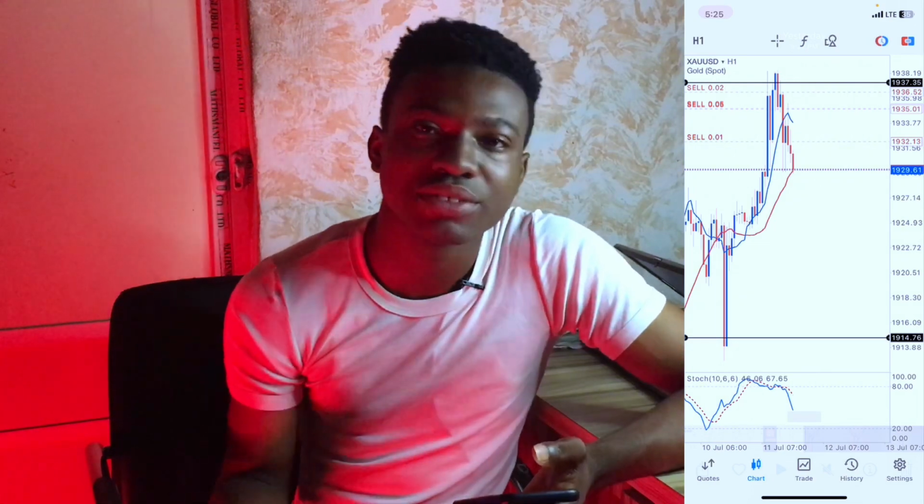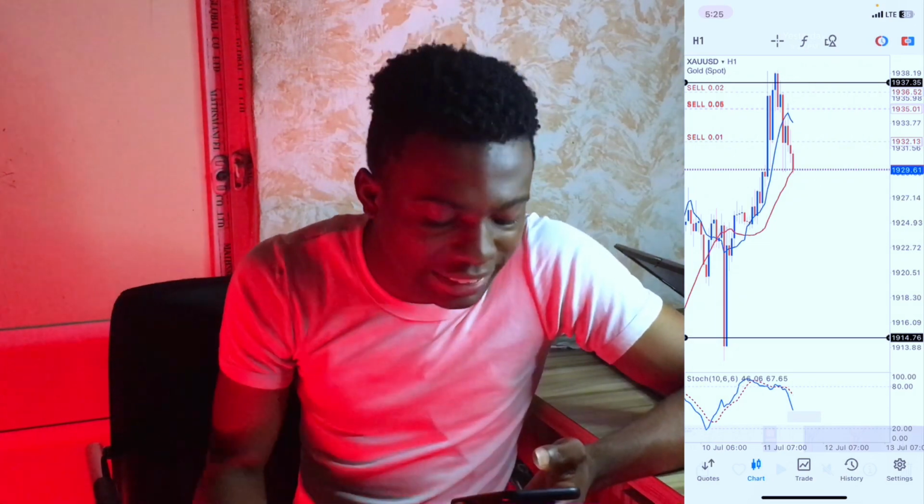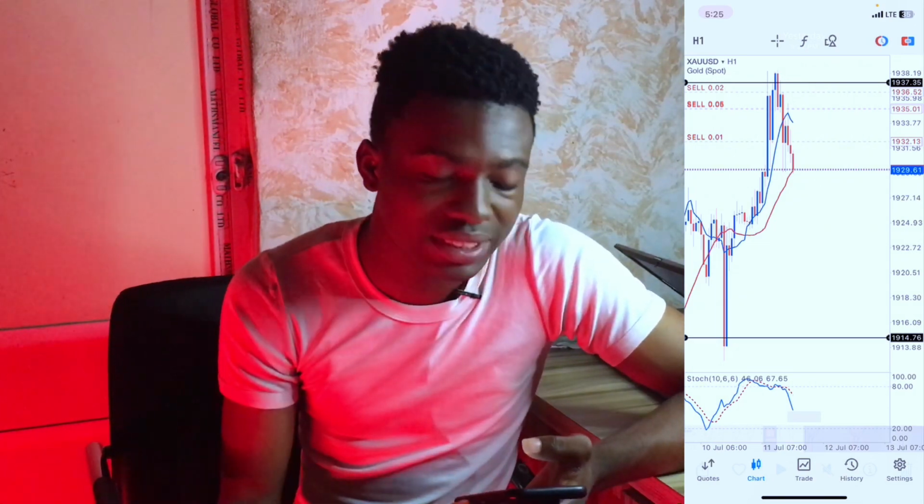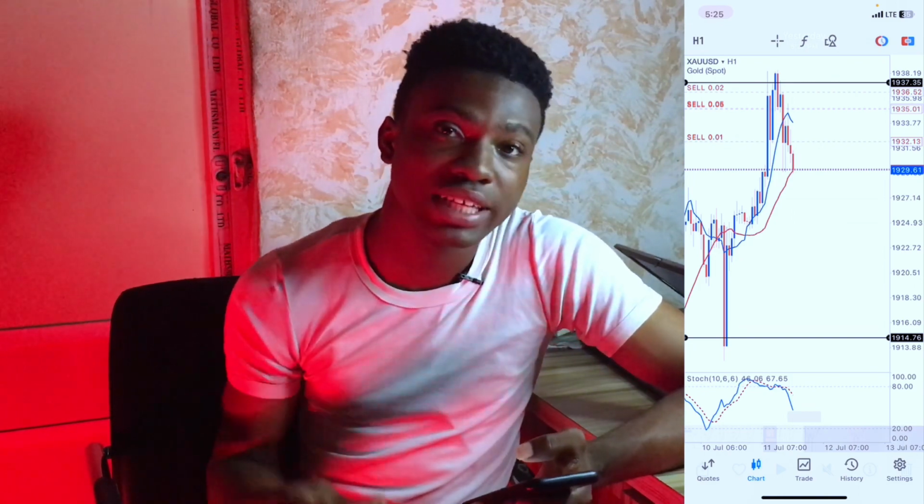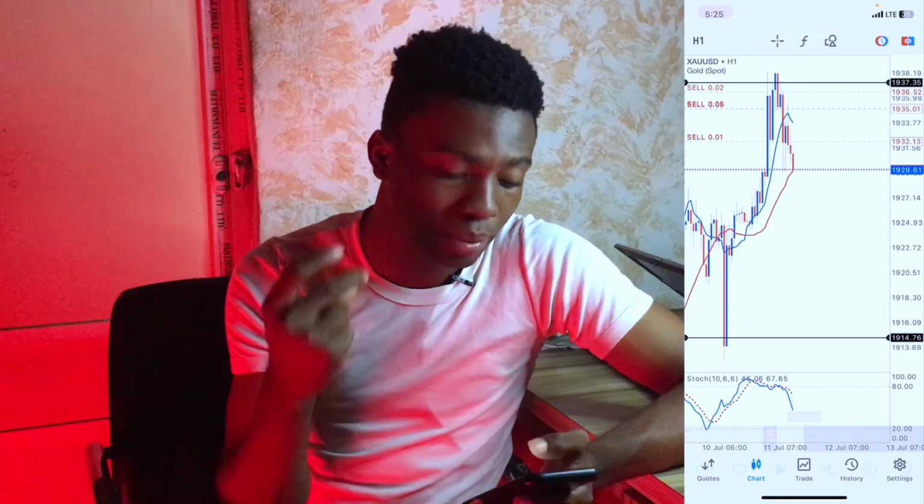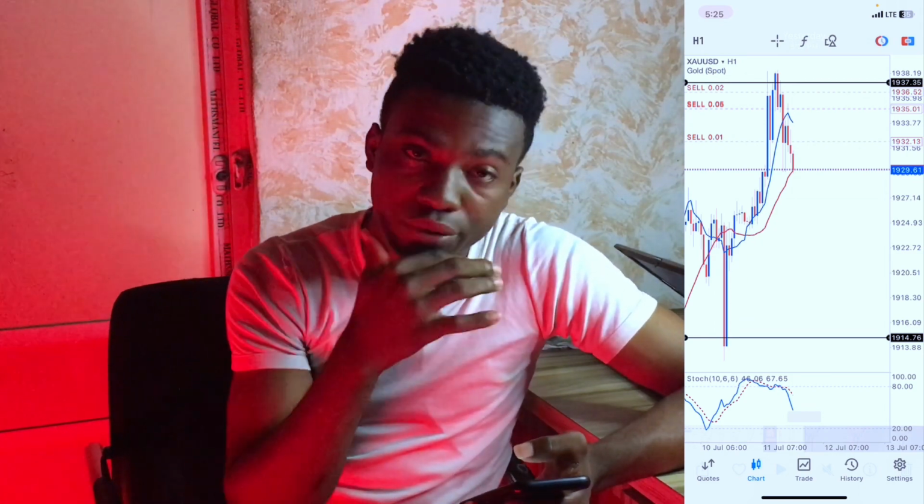So basically, as you can see right here, everything is playing out as we planned. Price reacted to the support and resistance that is in the market. Price reacted to the stochastic that is showing that this is actually a point that whenever price gets to, it really gets down, and every of that.